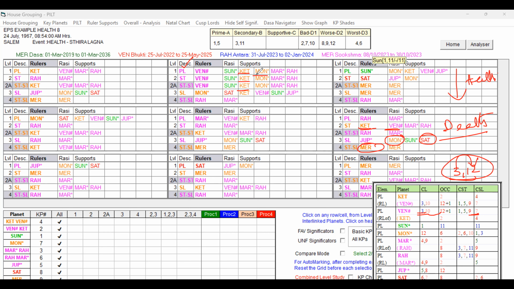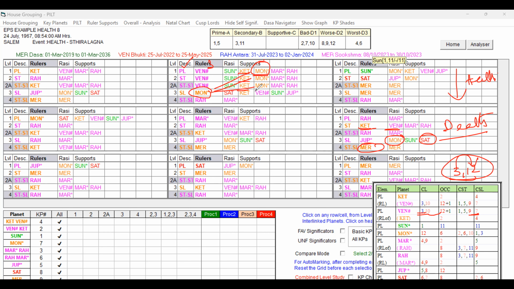And importantly, the Moon is playing a role. The Moon is the planet for memory. This is the third house, and this is the memory planet, Moon. The Moon already has unfavorable significations, and the Moon itself is the sublord, forming a ruler link. So during this period, that native lost his memory because of hypoglycemia.